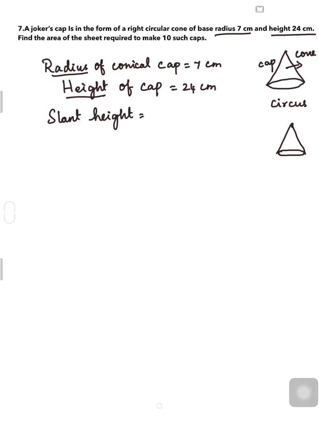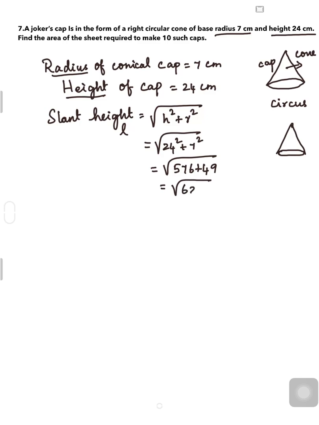How to find slant height? L is equal to square root of h squared plus r squared. So it is square root of 24 squared plus 7 squared. So it is square root of 576 plus 49. It is square root of 625 is equal to 25 centimeter. So we found the slant height of the cap now.